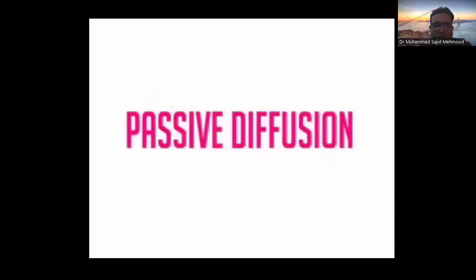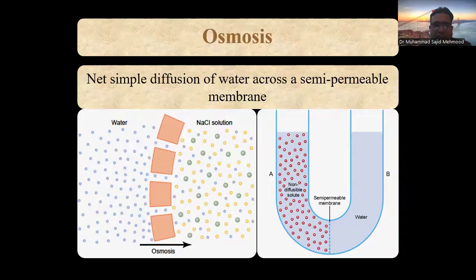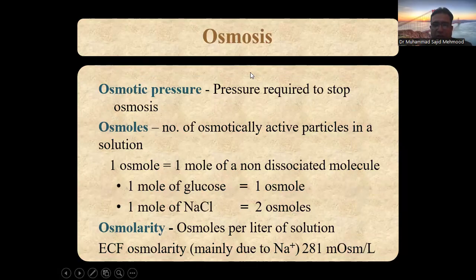Passive diffusion, or osmosis, is the simple diffusion of water molecules across a semi-permeable membrane. Osmotic pressure: whenever water molecules are moving across a semi-permeable membrane, there is pressure developing at one side, and that pressure will stop the further movement of water molecules. So the pressure required to stop osmosis is called osmotic pressure. And now, what are osmoles?